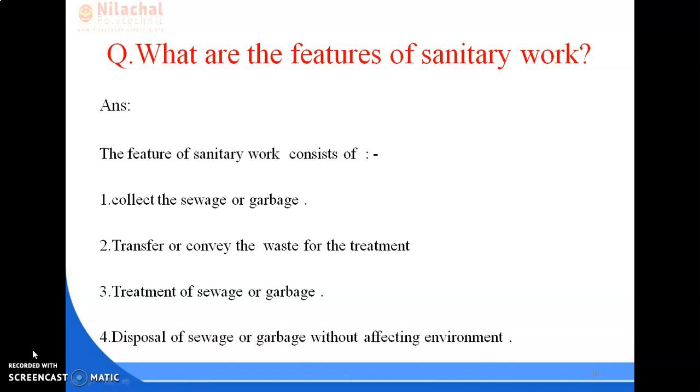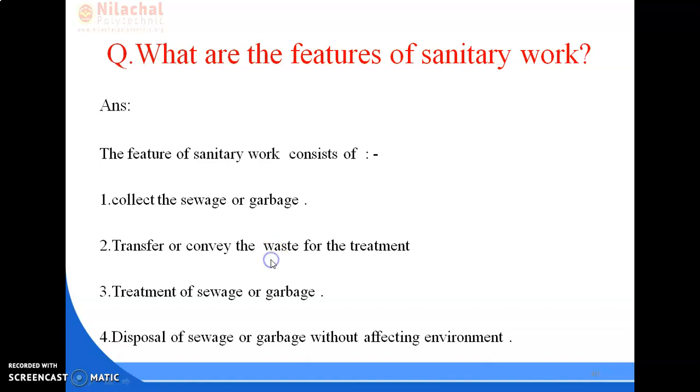So here there are some features of sanitary work, and it consists of collection of sewage and garbage, transfer or conveyance of the waste, treatment of sewage or garbage, and then the fourth and last one, disposal of sewage or garbage without affecting the environment. So these are the basic features of sanitary work. Now we discuss one by one briefly.